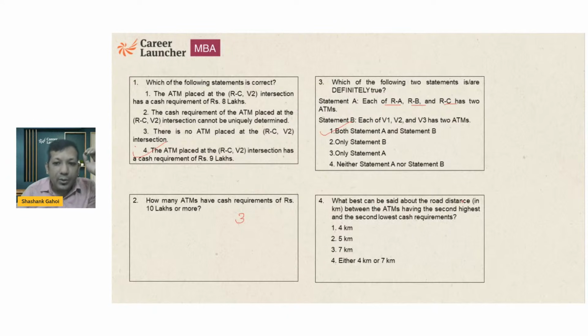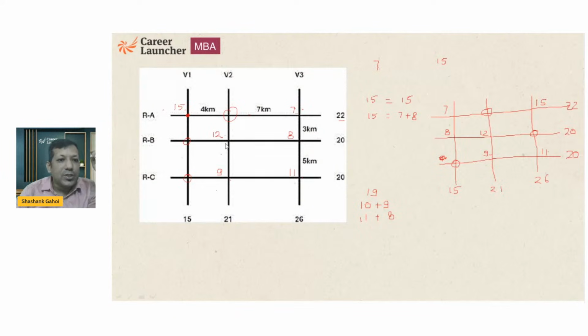What best can be concluded about the road distance between ATMs having second highest and second lowest cash requirement? So second highest is 12. This is what I know. So second highest is definitely this. Second lowest is what? That is definitely 8. Lowest is 7, second lowest is 8.